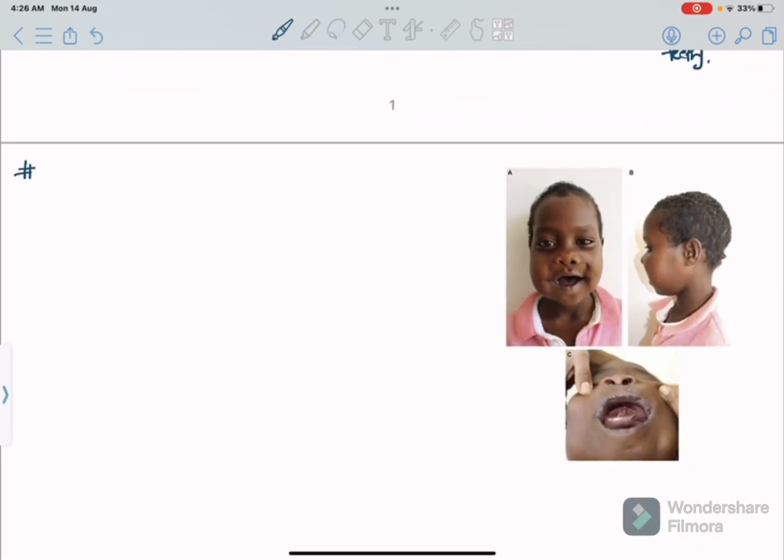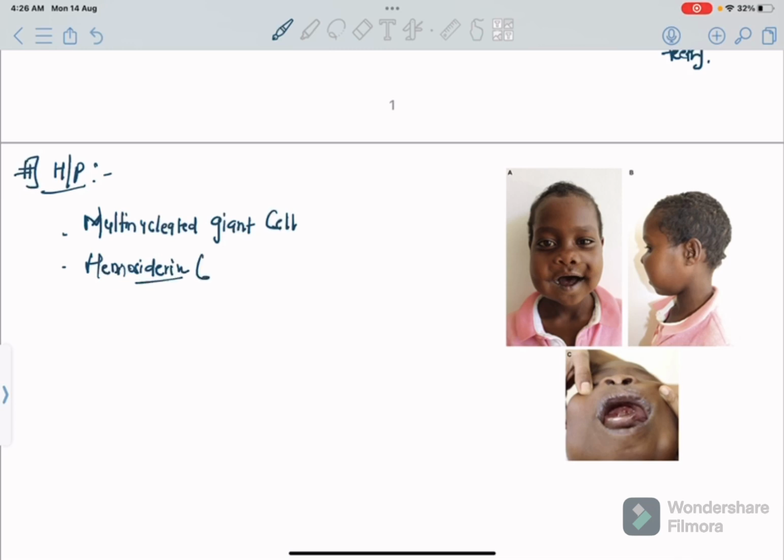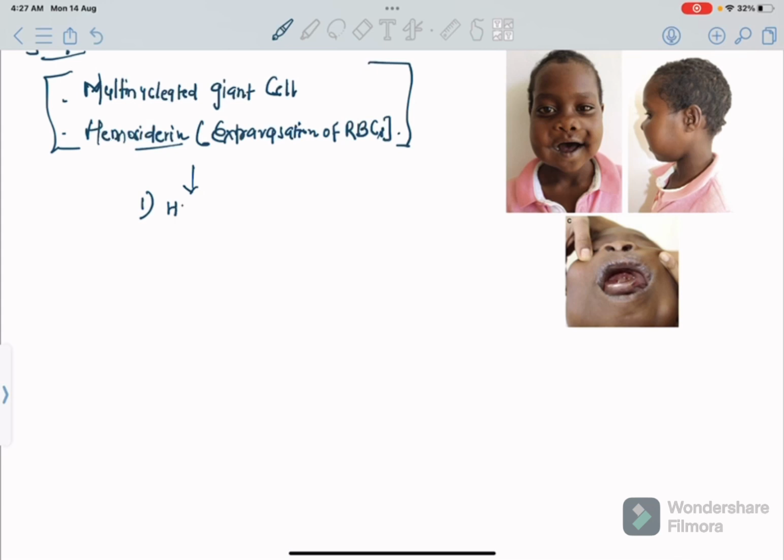and on histopathological slide, we see multinucleated giant cell, which is nothing but osteoclasts, and hemosiderin is also present. Hemosiderin is because of extravasation of RBCs. And remember, these two things can also be seen in hyperparathyroidism and central giant cell granuloma.